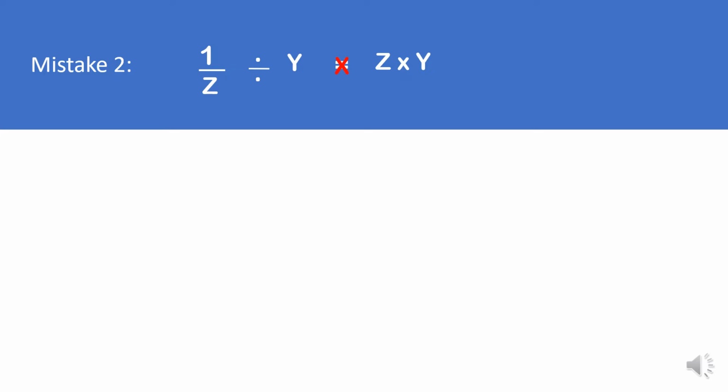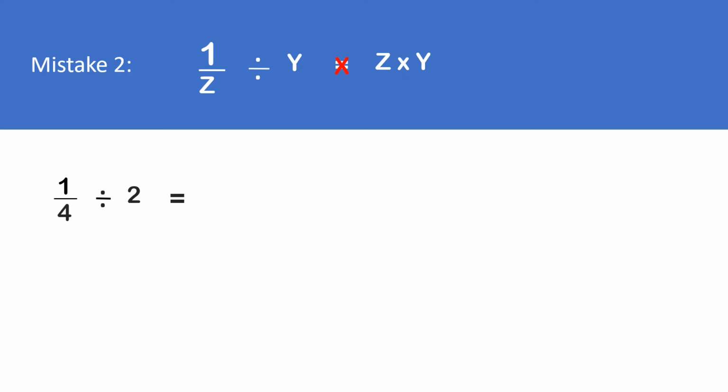The second common mistake: 1 divided by z divided by y does not equal z times y. Let's have a look at the following question. A quarter divided by 2. To answer this question, you should now know that the fraction will remain the same.